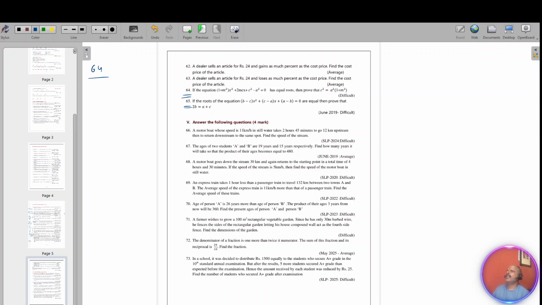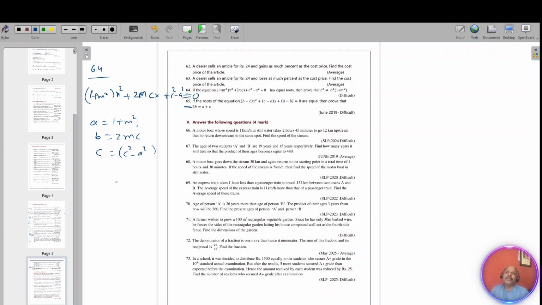Let's see. The equation is based on the discriminant, right? Nature of roots, equal roots they have given, right? So first we have to prove something. Take the equation 1 plus m square of x square plus 2mcx plus c square minus a square is 0. If you compare this with ax square plus bx plus c, a will be 1 plus m square, b will be 2mc, c will be c square minus a square. Remember, there are two terms in c.